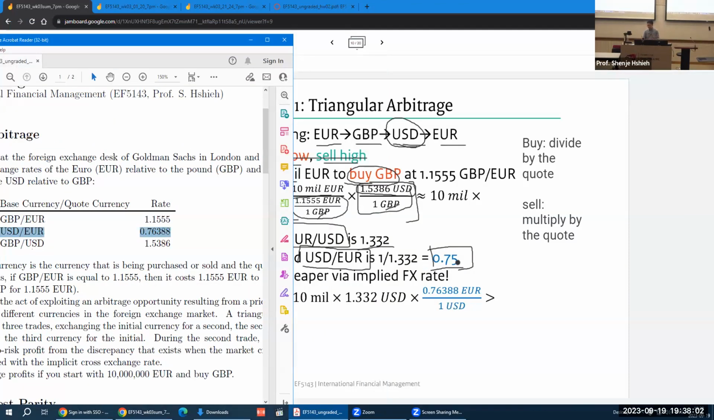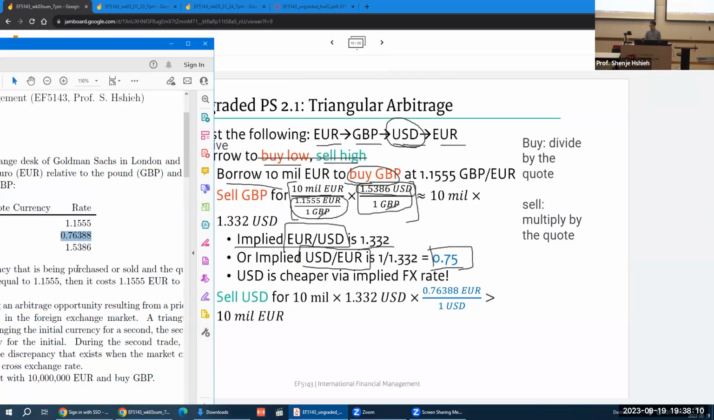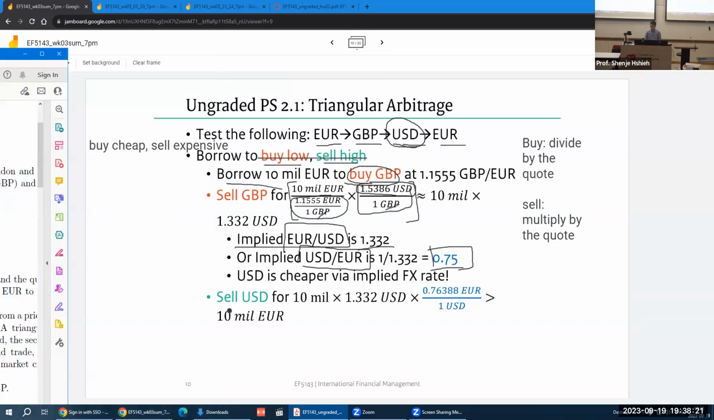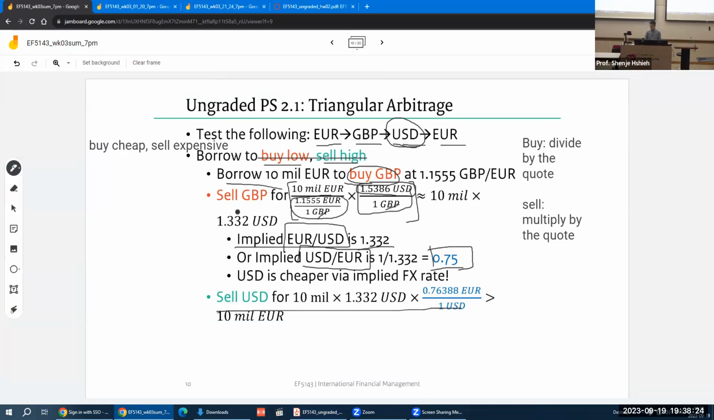So because there's no bid-ask quotes, it should be obvious that there is free money on the table, right? I'm going to try to, in this case, buy low and sell high at 0.7638, right? Buy at 0.75, sell at 0.7638. So you should get free money, and this should give you exactly this amount of profits, right? 10 million times 1.332 times 0.7638. This is the final step to convert back to euros, right?